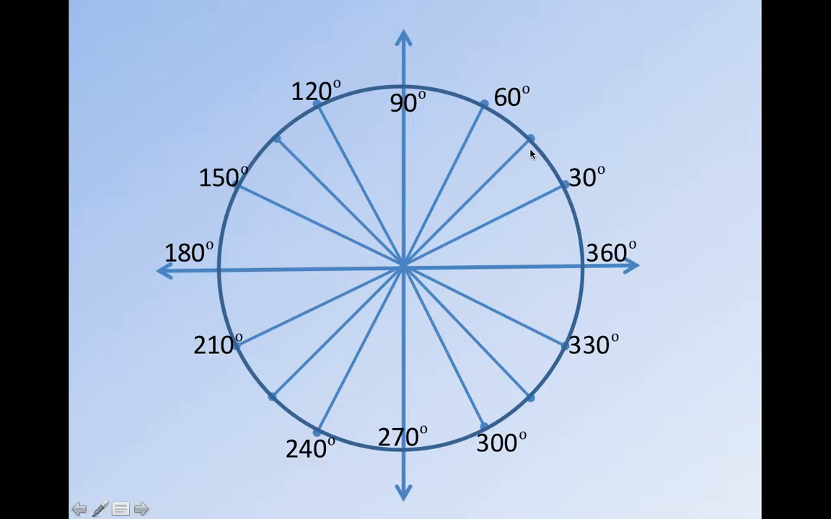Now in between the 30 and the 60-degree angle, because the distance from here to here is 15 degrees, that makes 45. 120 plus 15 more gives me 135. 210 plus 15 more gives me 225. And 300 plus 15 more gives me 315. So now we have all of our angles on our unit circle.